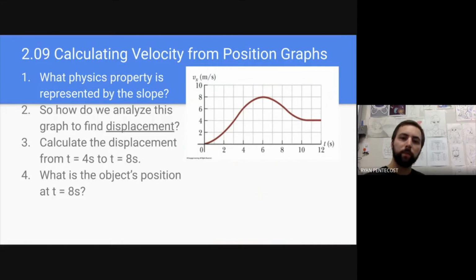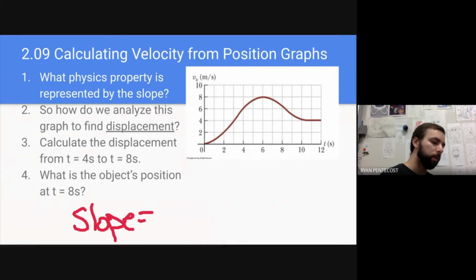Now, what physics property is represented by the slope? Now we're looking at a velocity graph. So this is the same velocity graph that we used last time. So what would be represented if we found the slope of this? Now, if we found the slope in the last video, that told us the acceleration, right? If we were able to find the slope of this graph.